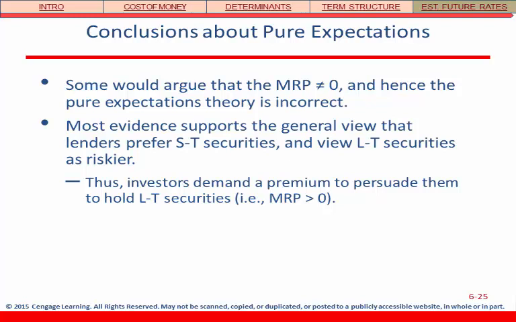So if you look here, this is going to be a major problem why the pure expectations theory might be wrong. Investors are logically going to demand a premium or something to encourage them to hold these long-term securities. In other words, the market risk premium should be greater than 0.